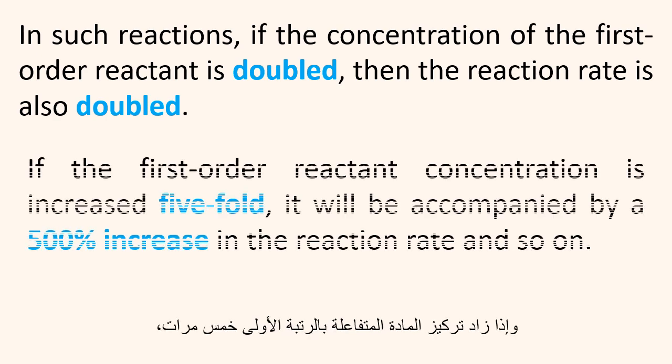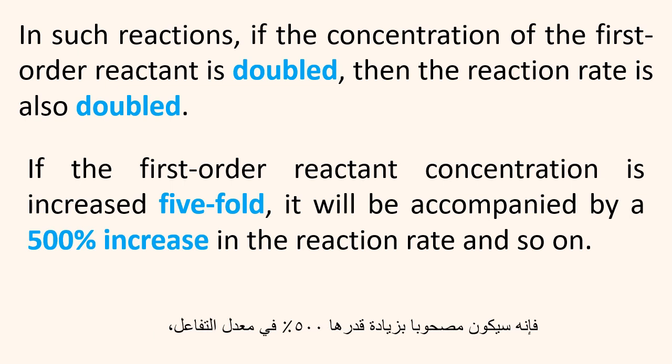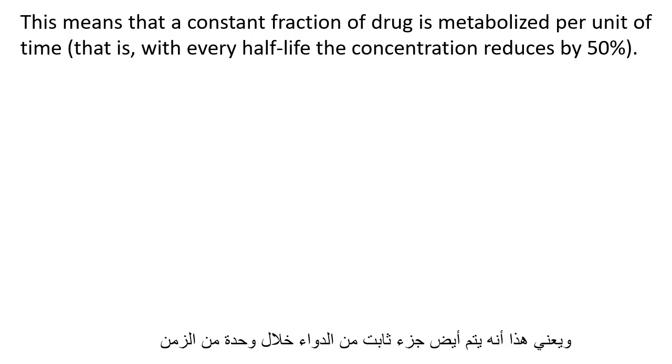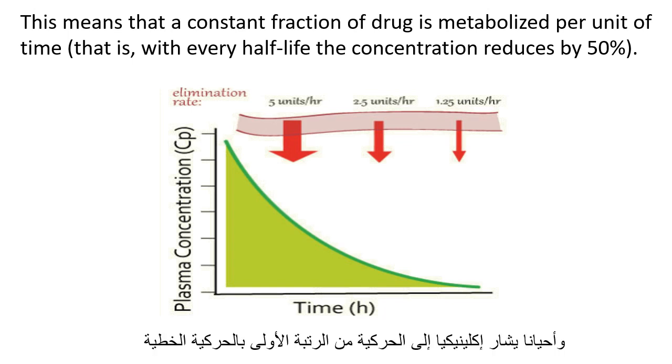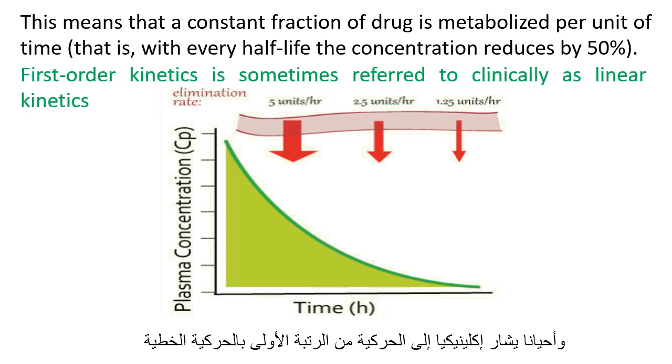If the first-order reactant concentration is increased fivefold, it will be accompanied by a 500% increase in the reaction rate, and so on. This means that a constant fraction of drug is metabolized per unit of time. That is, with every half-life, the concentration reduces by 50%. First-order kinetics is sometimes referred to clinically as linear kinetics.